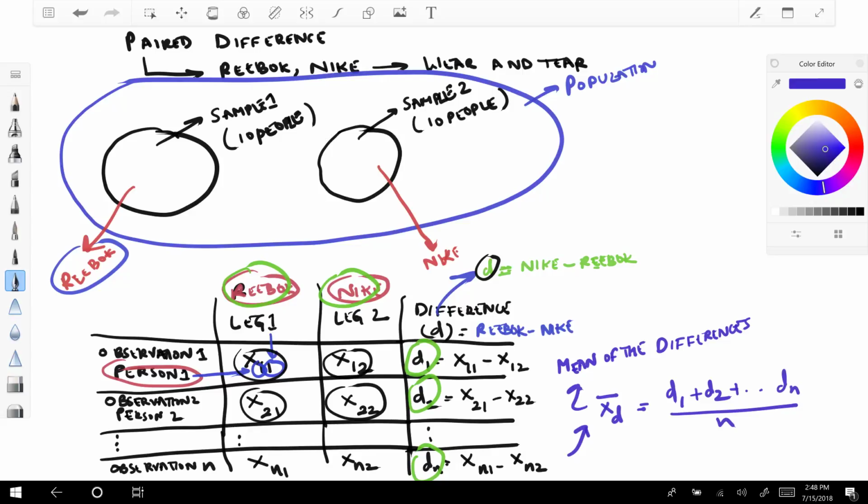So one of the assumptions which we will make here is that these differences follow a normal distribution. By making this assumption, we will now have a standard deviation of the difference. So this d here represents the difference. It's just a way to say that we are dealing with paired difference.